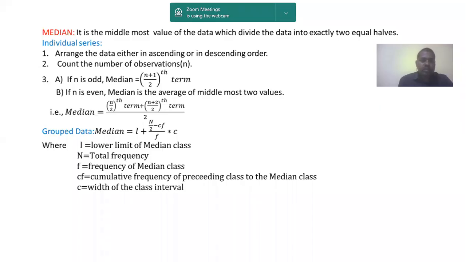So median is the most middle value of the given data. That is nothing but the total data is divided into two equal halves. That point we call it as a median. So median for individual series as well as median for group data is as follows.